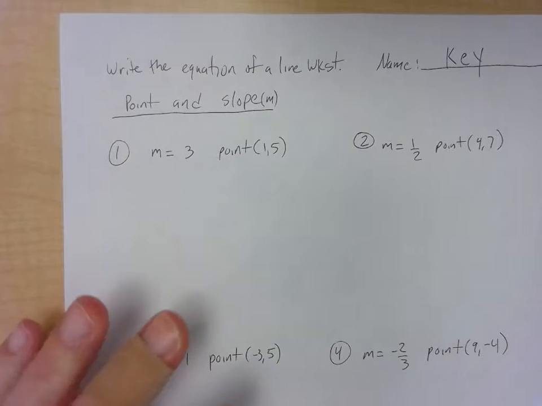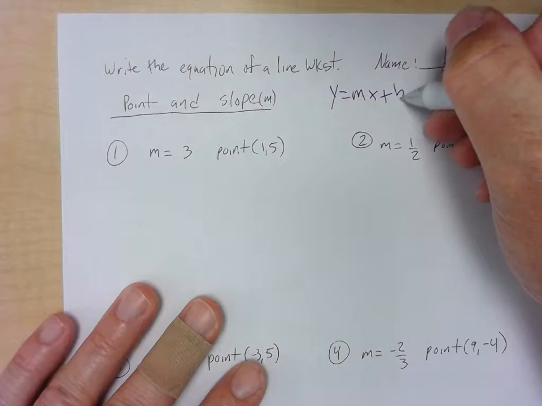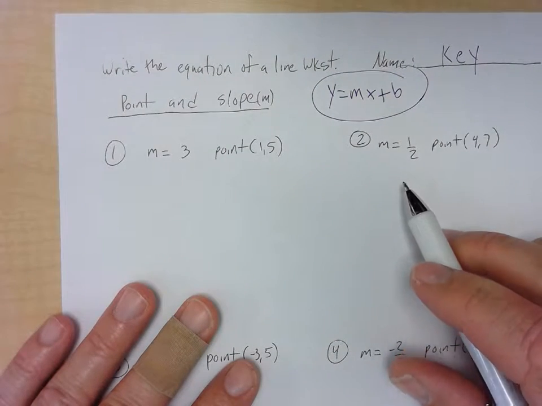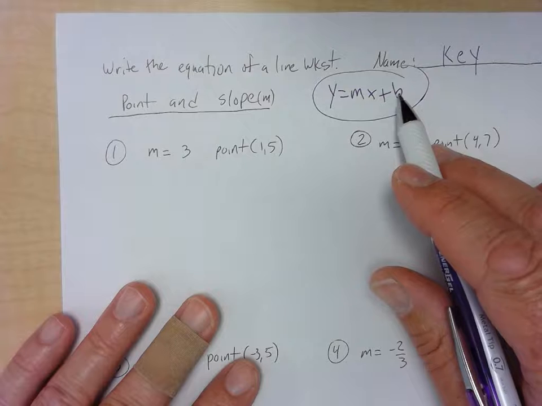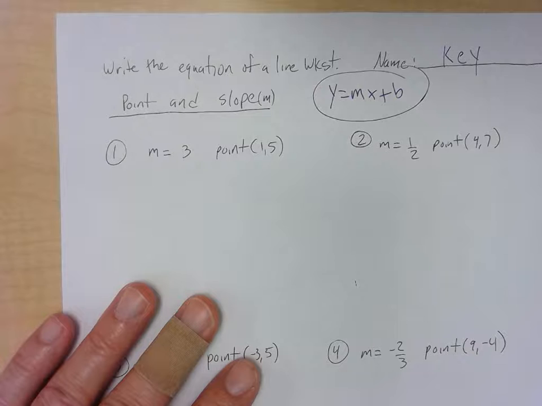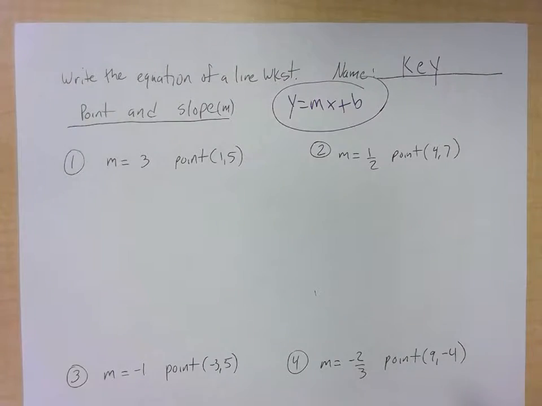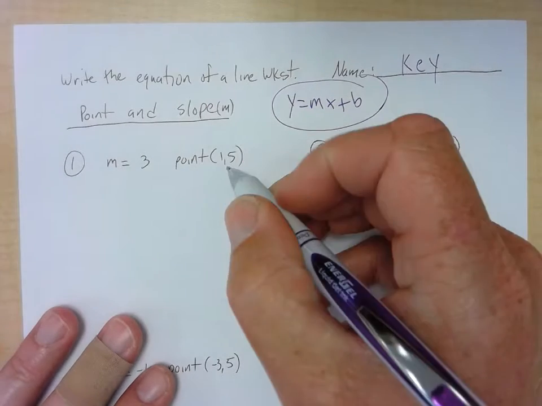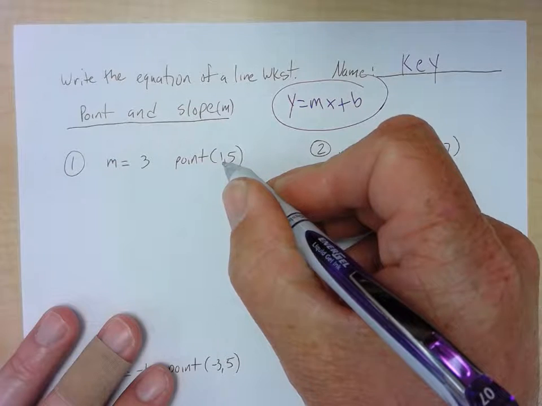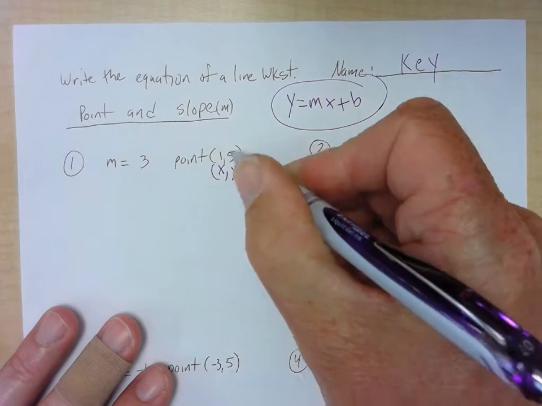To do this, we need to have our basic equation, y equals mx plus b. So we know a bunch of information with this equation, but we don't know one part, and that is the y-intercept. So what I need to do is identify the information that we know. So x is the x coordinate, right? Because it's always x comma y. So x is 1, and y is 5.